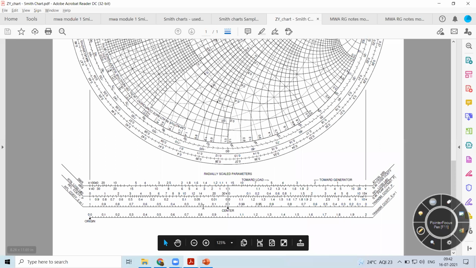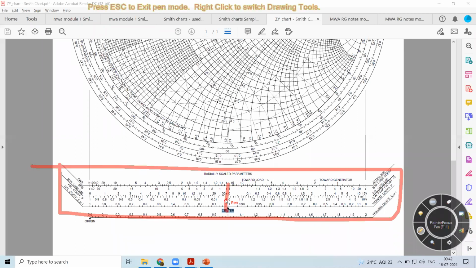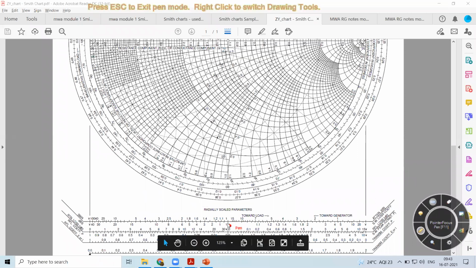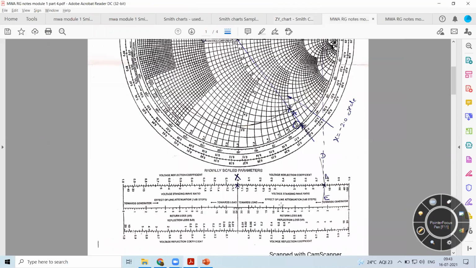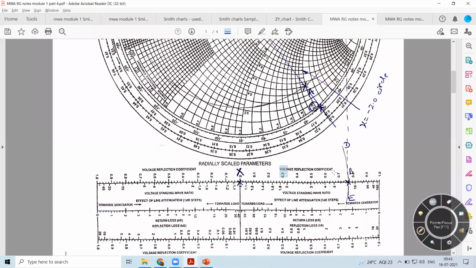Reflection coefficient is the parameter, and you can see this is the line which is associated with the center of this lower part, that is this scale we are observing. When I project it up, it actually coincides with the center of the Smith chart. Here we'll try to see where the reflection coefficient parameter is on the scale. We can see that the voltage reflection coefficient is present on this scale.